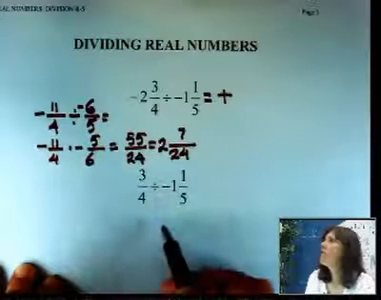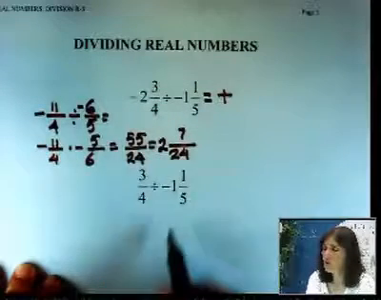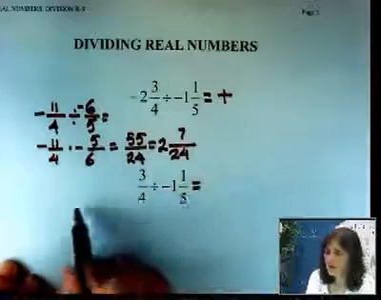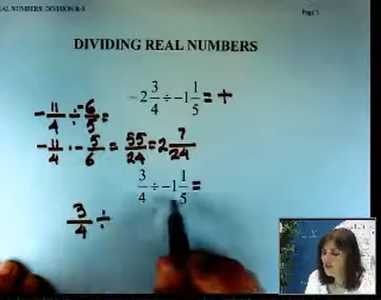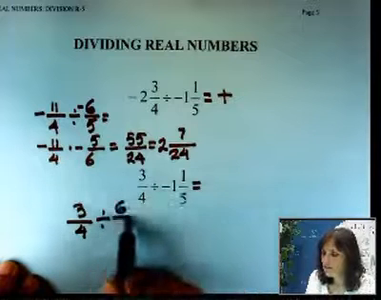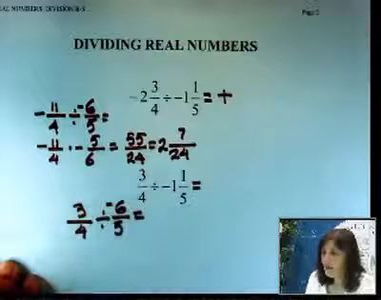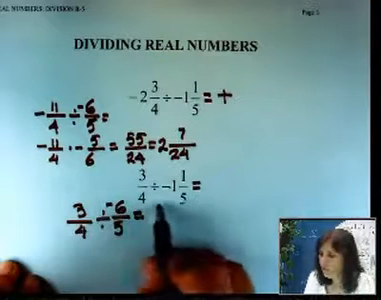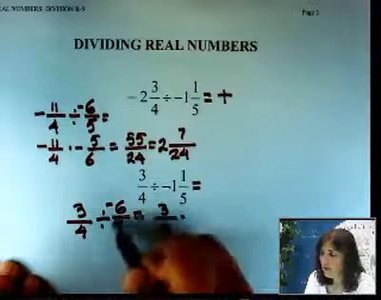How about a fraction and a mixed number? And since these were both negative, I ended up with a positive answer. How about here? Take 3/4 divided by, change this into an improper fraction. 5 times 1 is 5, plus 1, 6. Now, this one is negative, remember? So I go 3/4, change this into multiplication, and flip it.